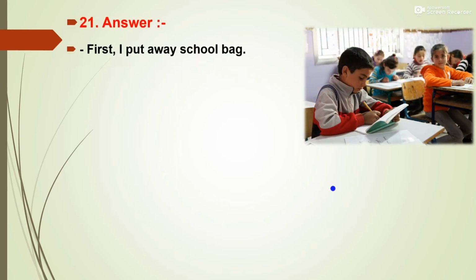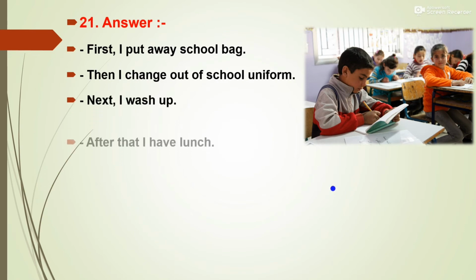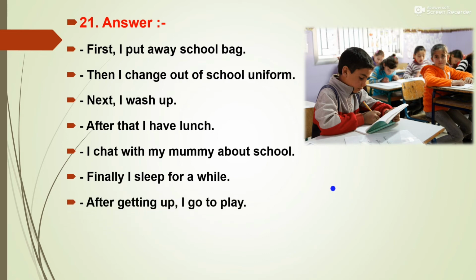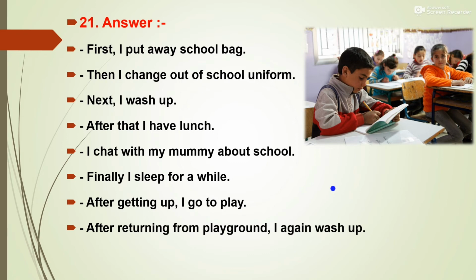First, I put away my school bag. Then I change out of school uniform. Next, I wash up. After that, I have my lunch. I chat with my mommy about school. Finally, I sleep for a while. After getting up, I go to play. After returning from the playground, I again wash up. Then I read and do my homework. So you can arrange accordingly.